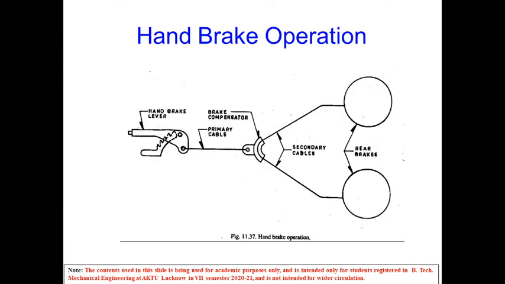Hand operated brakes are basically parking brakes. The hand brake lever is pressed manually, and this motion is transmitted using the primary cable to the brake compensator, where secondary cables are fitted. This manually operates the shoes of the drum brakes that are fitted inside it. So it's basically an internal expanding type of brake which is operated manually.